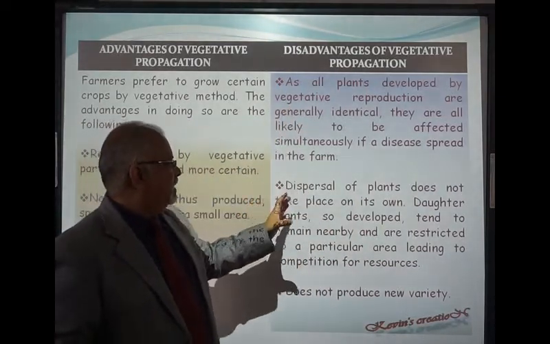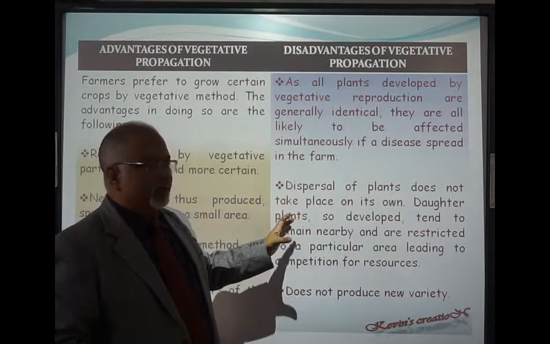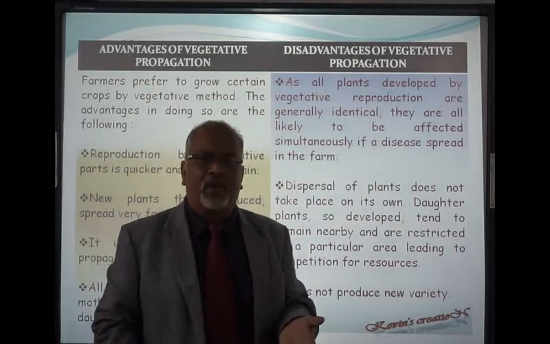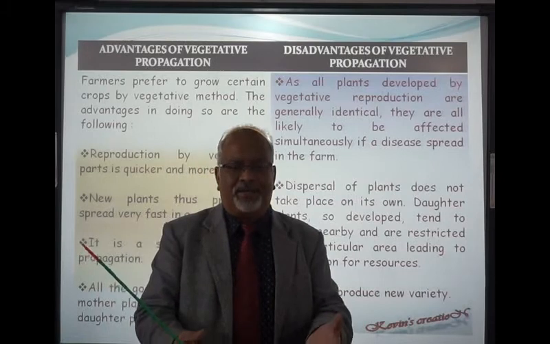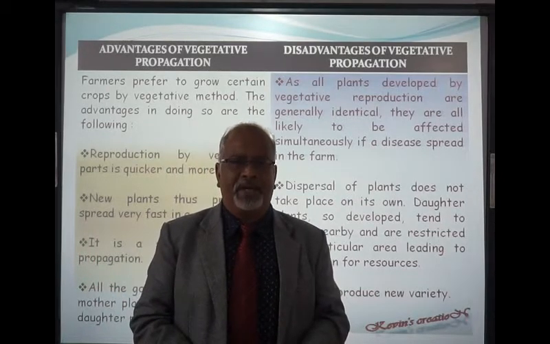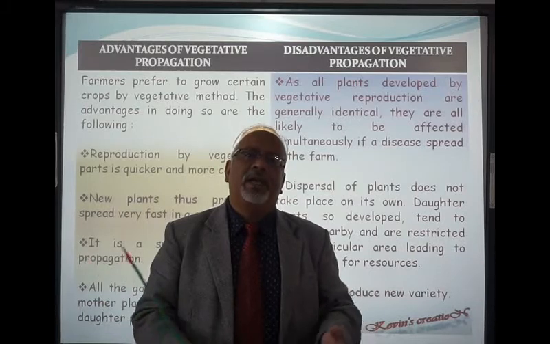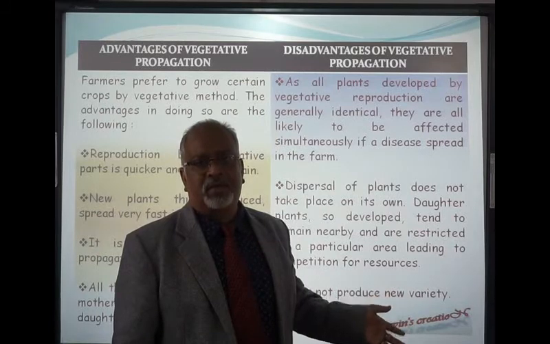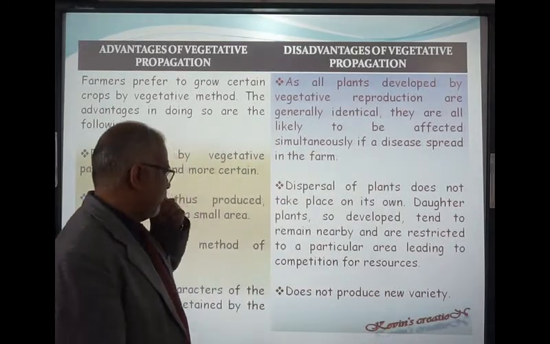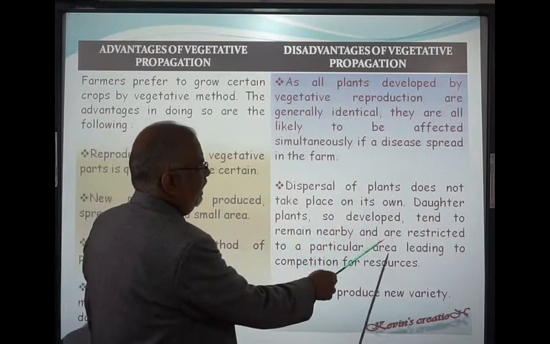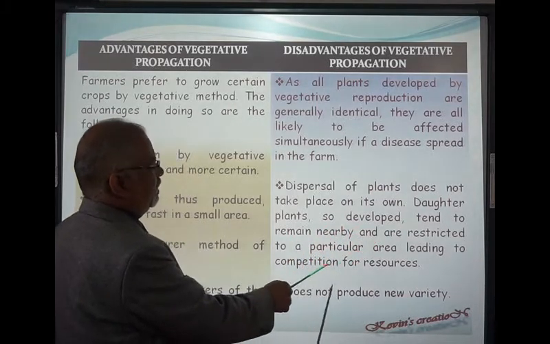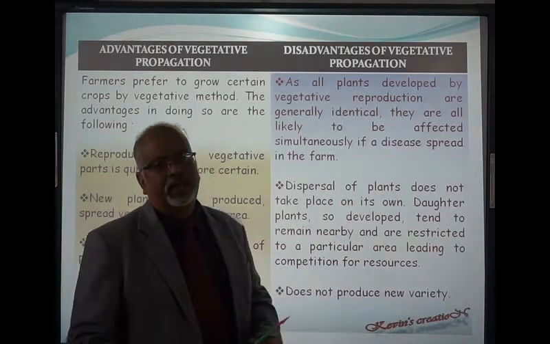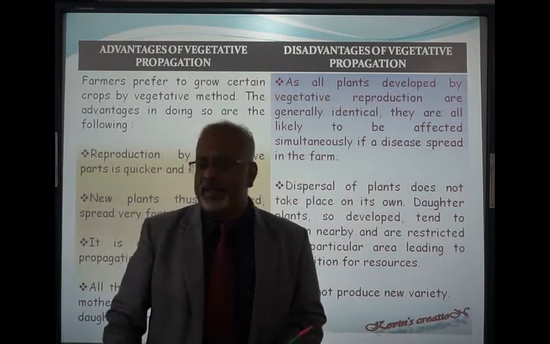Now dispersal of plants does not take place on its own. For example, when I was talking about the Bryophyllum leaf, if the mature leaf falls on the ground, all the tiny plants will grow just below the parent plant, and likewise there will be competition among the plants for the resources. So overcrowding will be there. So the plants tend to remain nearby and restricted to a particular area, leading to competition for the resources. And the last one, it does not produce a new variety because it is from the same plant.